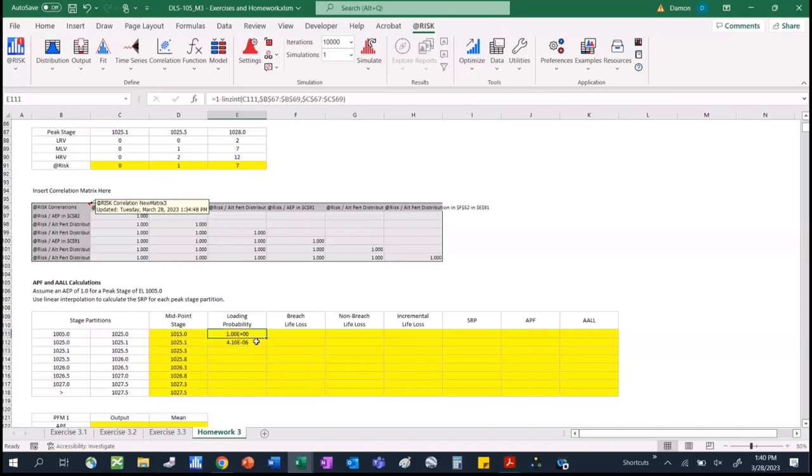Okay. Should be able to drag that down for everything but the last one. This last one, I only need the AEP of this elevation here, 1027.5. So I can cut out this other part by adding just an equal sign here. Okay, if I've done everything right, I should be able to sum that up and get a value of exactly 1, and I do, so we're in good shape.